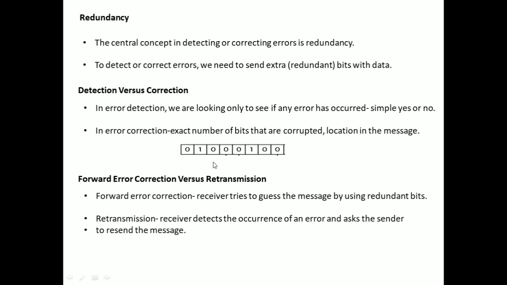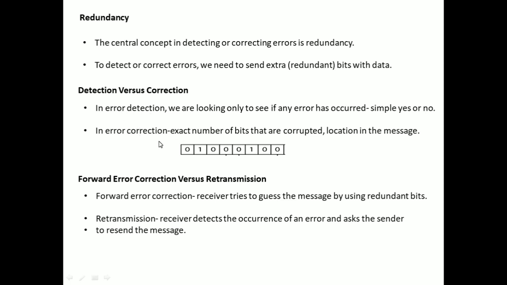Let us say we are sending this information 0 1 0 0 0 1 0 0 from the sender to the receiver. In error detection, we simply say whether an error is there in the transmission or not. But in error correction, not only do we say whether an error is there or not, we also tell how many bits have been corrupted and the exact location of those bits in the received message. We will look into this in error detection and error correction.